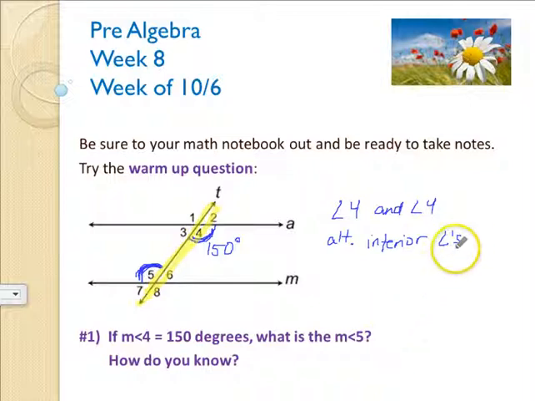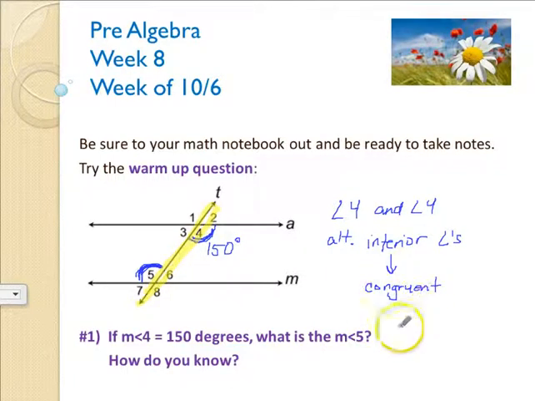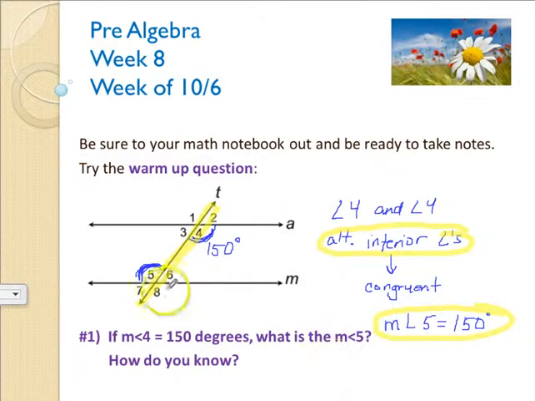And what did we learn about alternate interior angles? We learned that they are always going to be congruent. They will always have the same angle measurement. Therefore, the measurement of angle 5 is also going to be 150 degrees. So we identified these as alternate interior angles, and thus the measurement of angle 5 will also be 150 degrees. Great.